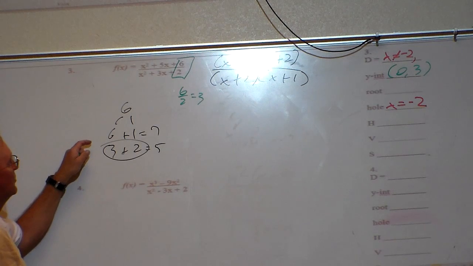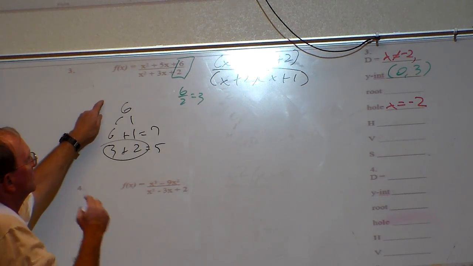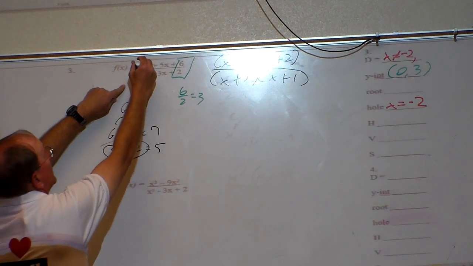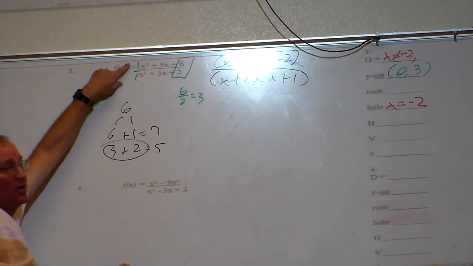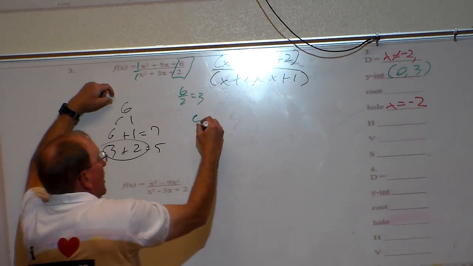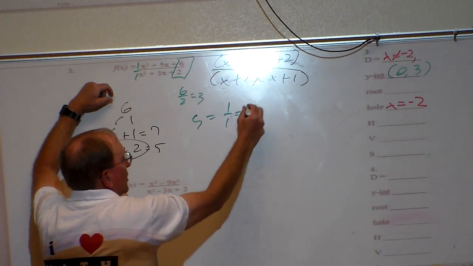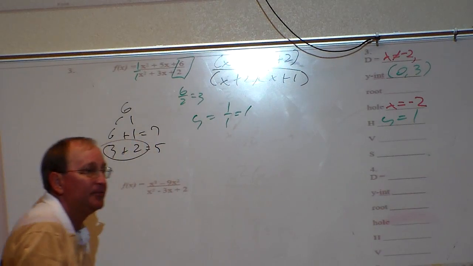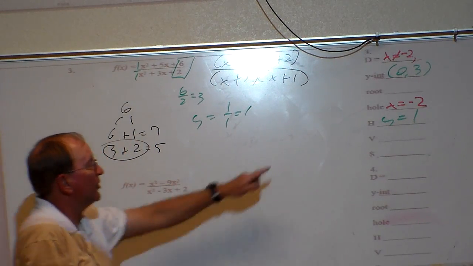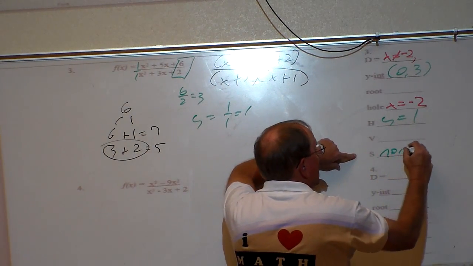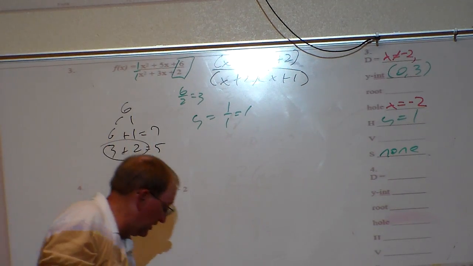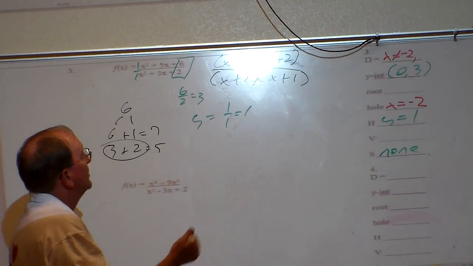The x-intercept is 1. Oh, yeah, right? Because it's 1 over 1. No, the horizontal asymptote. The horizontal asymptote, remember, is y equals 1 over 1. So this is y equals 1. And because there's a horizontal, we know there's no slant. Okay? So I need the root and the vertical.